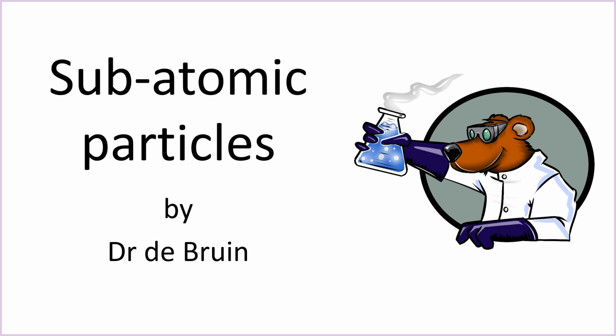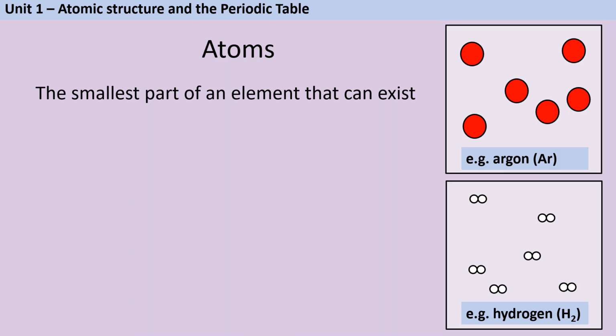This is a tutorial video aimed at GCSE chemistry students in which we examine how to calculate the number of subatomic particles in an atom of any element. There are about 100 elements, and these are listed in a document called the periodic table of elements.